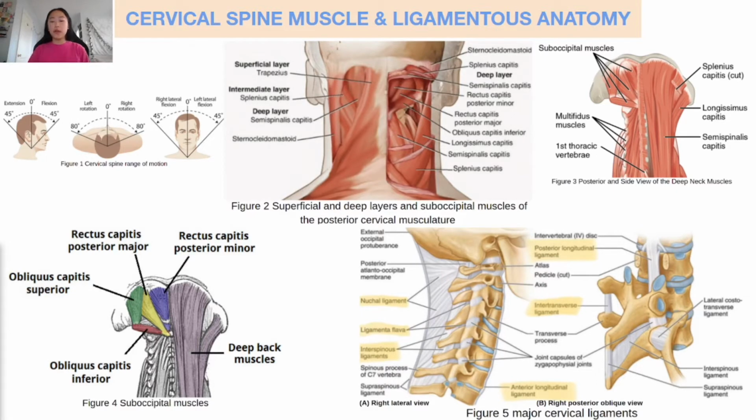Today we'll be going over the cervical spine muscle and ligamentous anatomy. To begin with, the cervical spine muscles are also known as the neck muscles and they have the greatest range of motion out of the whole spine. With that being said, due to the cervical spine being fairly mobile, it allows flexion, extension, and also lateral flexion and rotation as well.